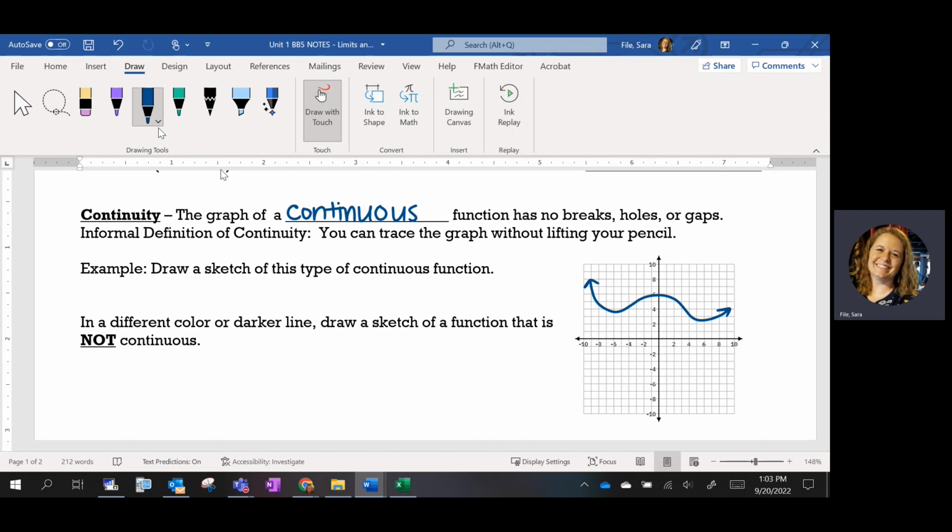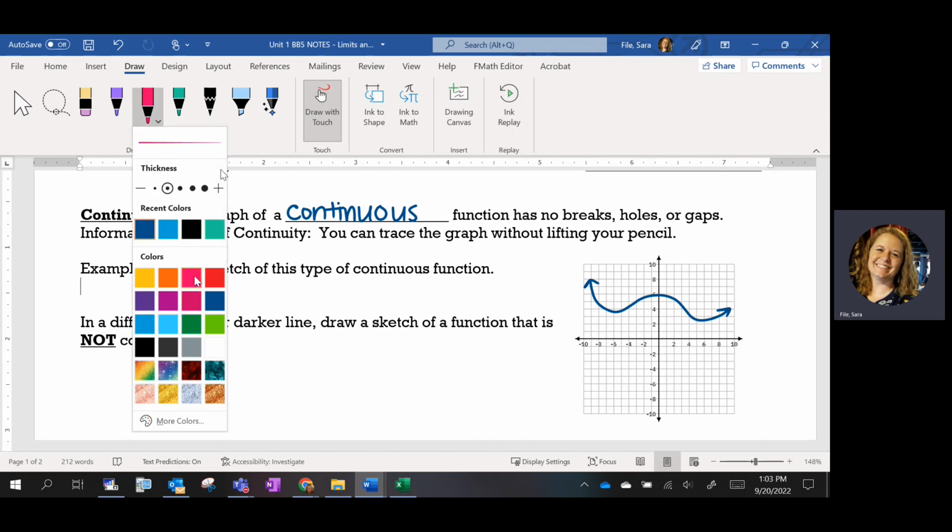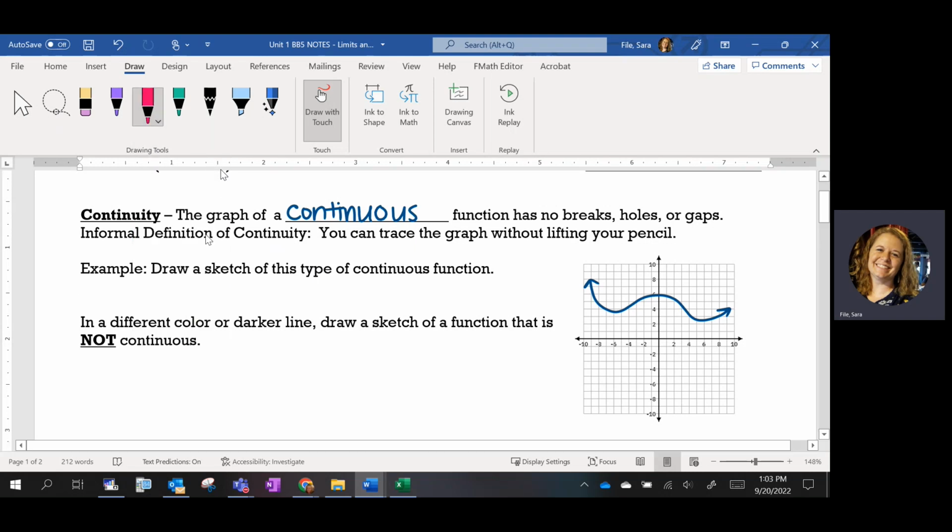Now, I'm going to pick another color. You can do it just in a darker or a lighter line, however you want to do it. I'm going to draw a function that is not continuous. There are different types of discontinuities, different reasons you may have to pick up your pencil. I'm going to draw a few different ones, and try to mimic this shape so you can see.